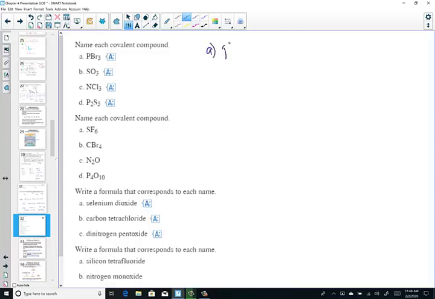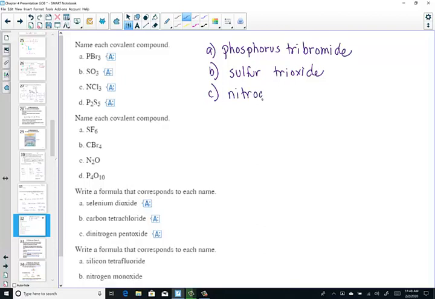Letter A, phosphorus tribromide. Letter B, sulfur trioxide. Letter C, nitrogen trichloride. Letter D, diphosphorus pentasulfide.